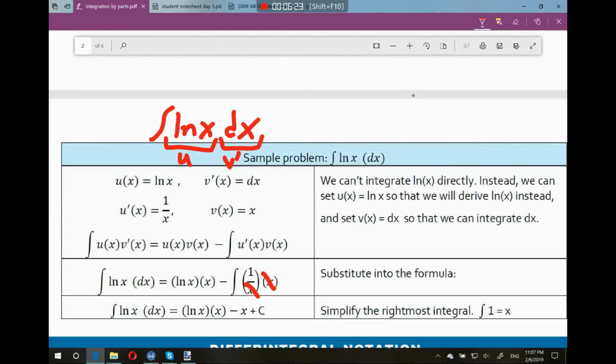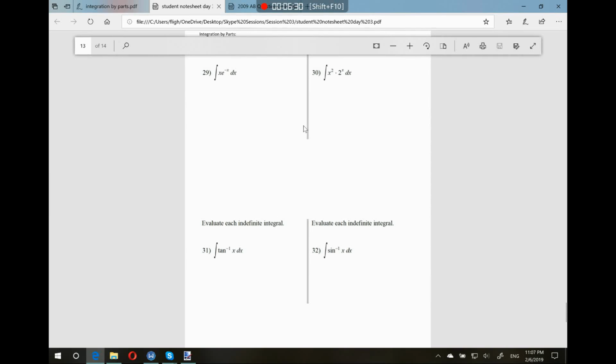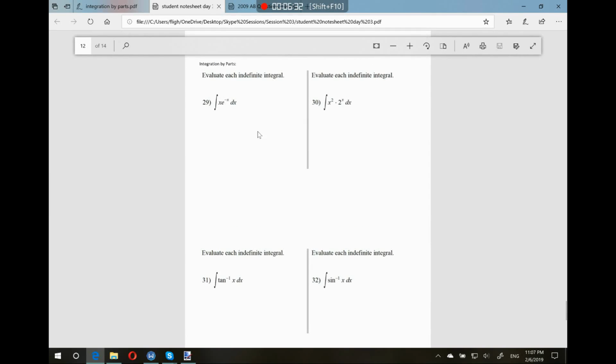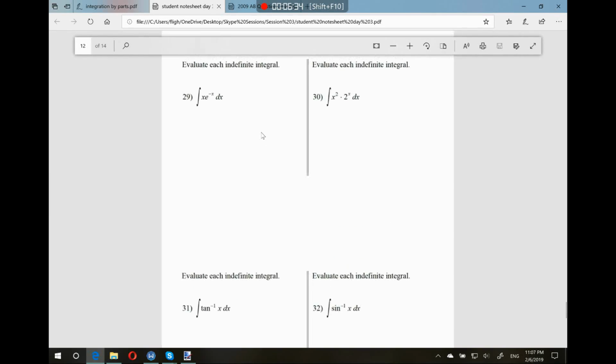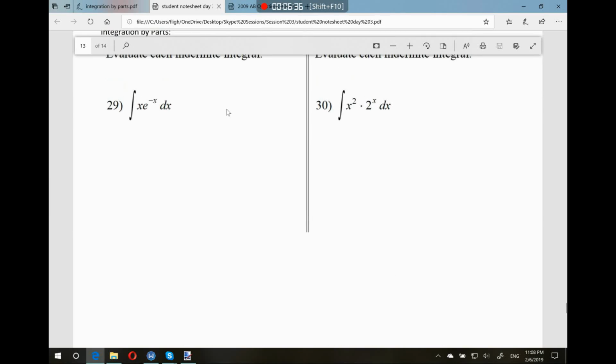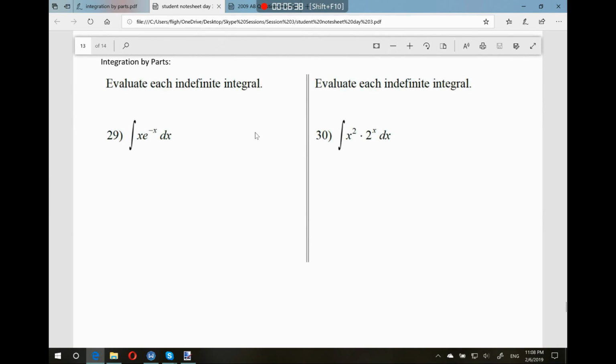No. Okay. I'm going to go through a couple of these examples on our note sheet. So if you jump up to number 29 on our new note sheet, I've got a couple we can work out together. For this first one on number 29, which part do you think you would derive and which part do you think you would integrate?